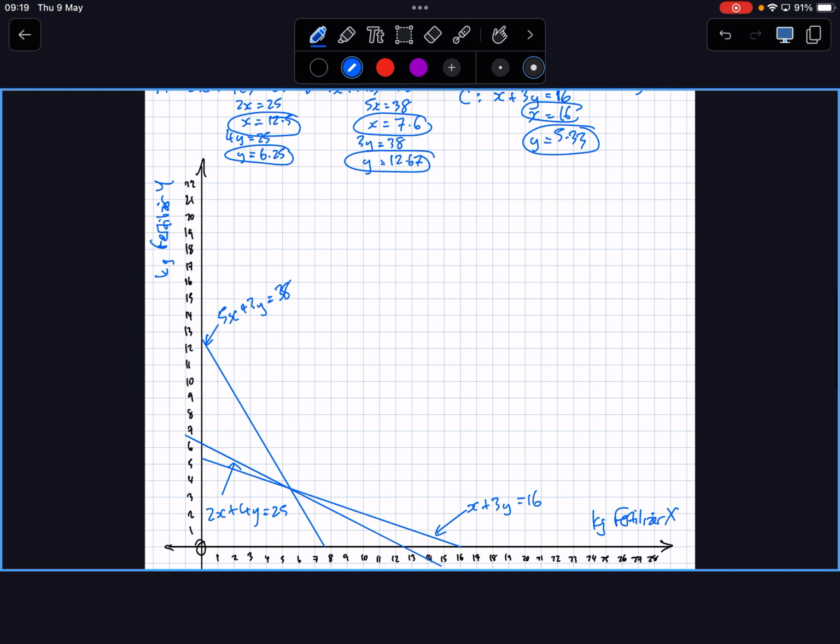My little colouring arrows, if I said at least, what direction am I drawing? Down to the left or up to the right? Up to the right. So I need to colour a region that is up to the right of all of these lines. We also can't forget that kilograms have to exist. So what's a default constraint for that? X must be greater than or equal to 0. Y must be greater than or equal to 0. So my region that I'm talking about is up here. Okay?